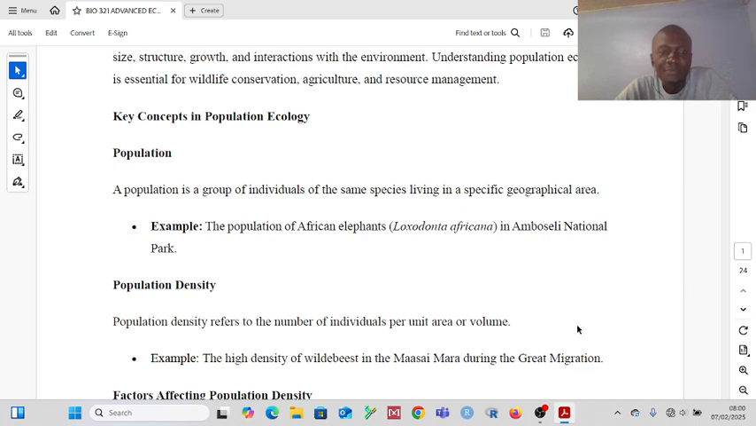So it's a group of organisms. If you are talking of trees, then it has to be either eucalyptus or cypress. That's now the population. You can have a forest which has eucalyptus, cypress, and the indigenous. But when you talk of a population, then you narrow down to either just eucalyptus, just cypress, a particular species, a single species.